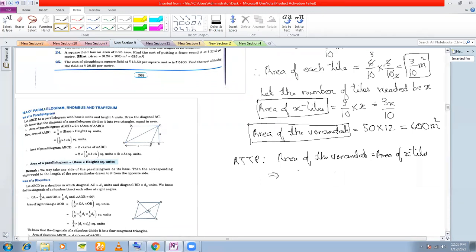The area of the veranda is 600, and the area of X tiles is 3X by 10. We shall solve this equation. You cross multiply, you get 6000 is equal to 3X. That means X must be equal to 6000 divided by 3. If you cancel, you get 2000. So 2000 tiles are required to cover the entire veranda with tiles.